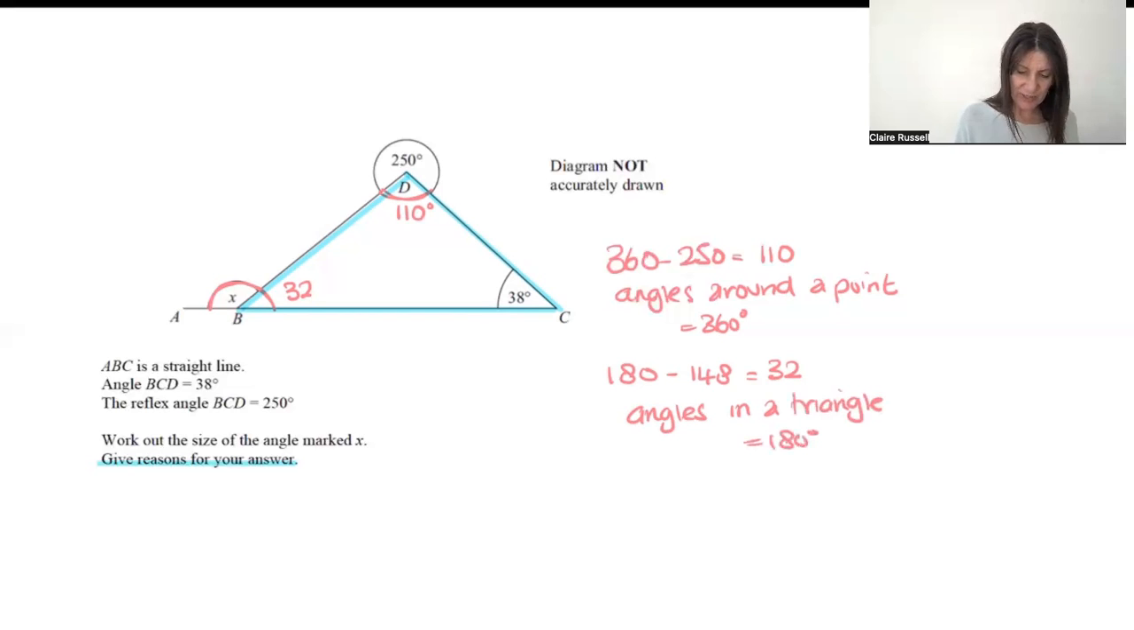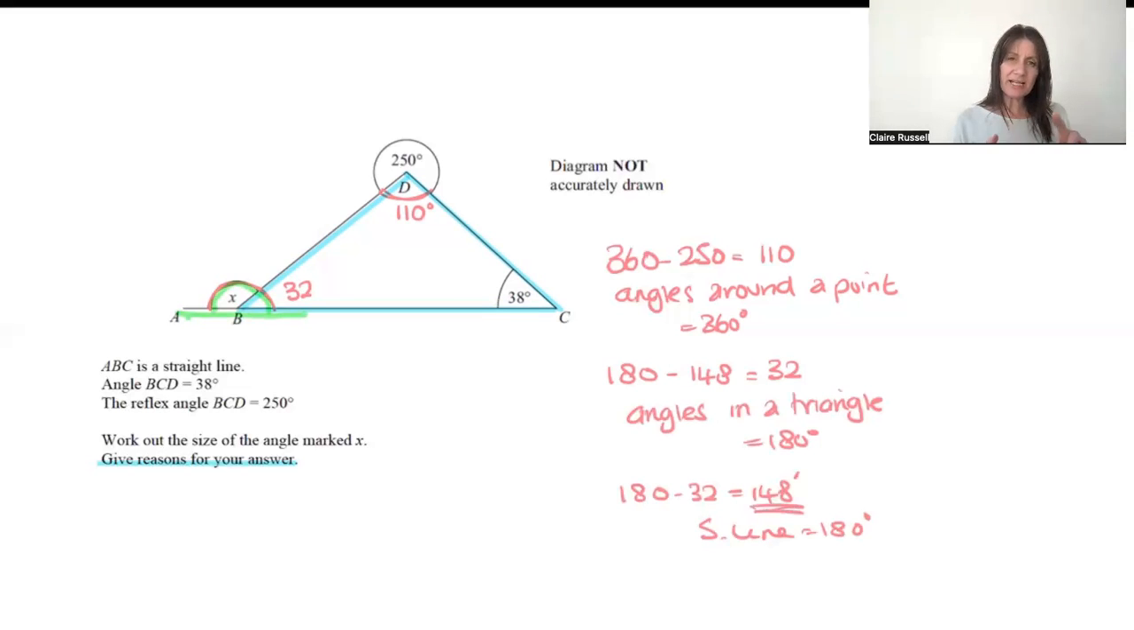Okay, last but not least, we can finally use what we spotted right at the very beginning, my angles on a straight line. So 180 take away 32 is equal to 148. And my reason is straight line equals 180 degrees. Okay, now there is a slightly different fact that you could be using. This would be the most common route, so that's the one that I've chosen to do.